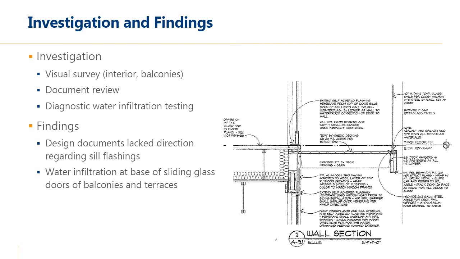So to address these issues for the client, we conducted our investigation. Again, a visual survey, document review, and diagnostic water infiltration testing, where we're trying to confirm the leaks that are being observed. Our main findings were that the design documents really lacked direction regarding the sliding glass door sills. And those sliding glass door flashings were really the main component of the water that they were seeing inside. And these sliding glass doors occurred at balconies and at terraces.